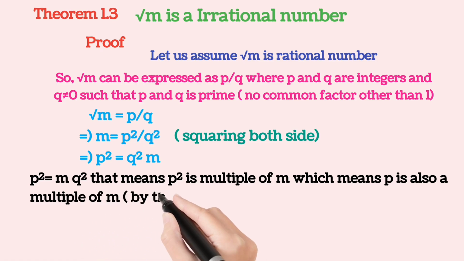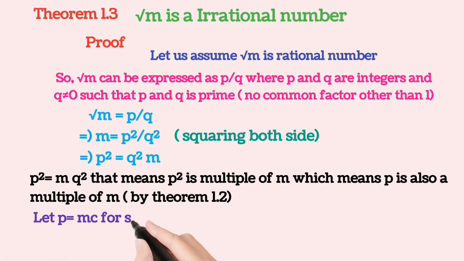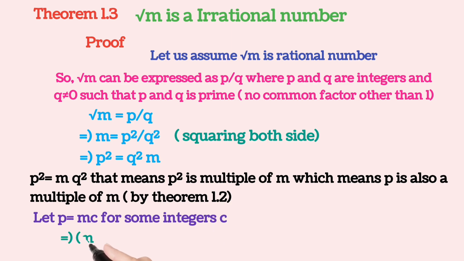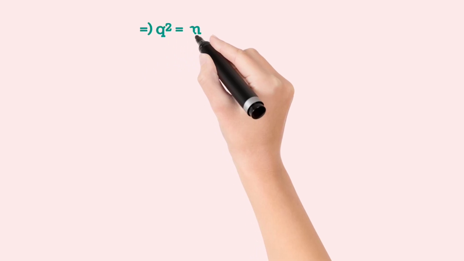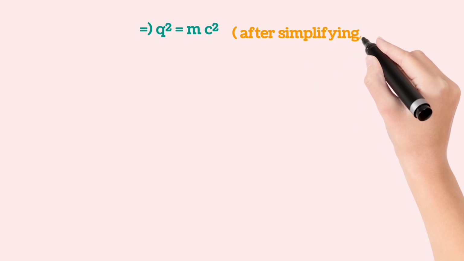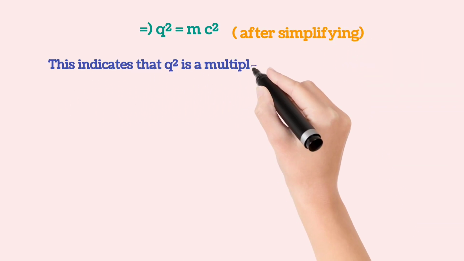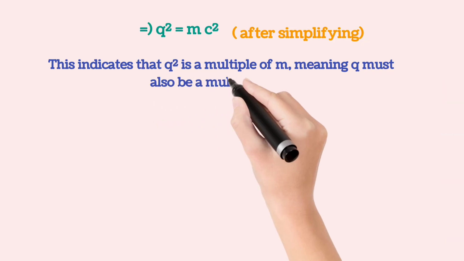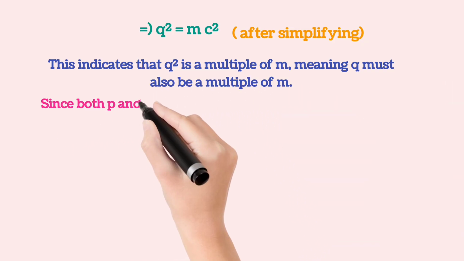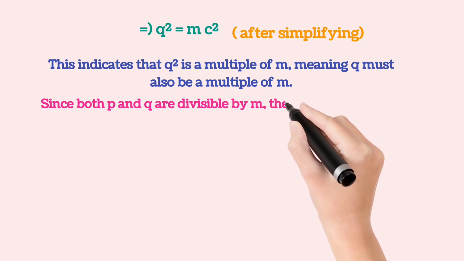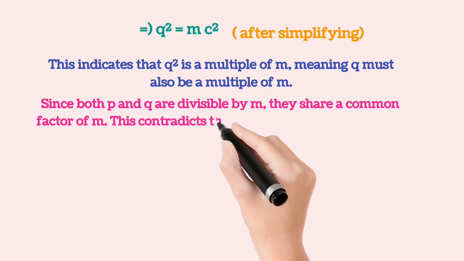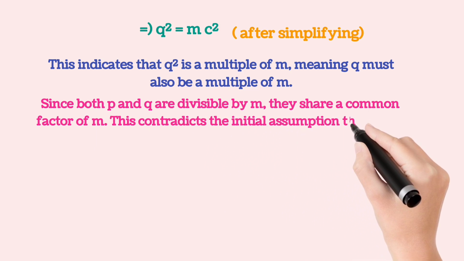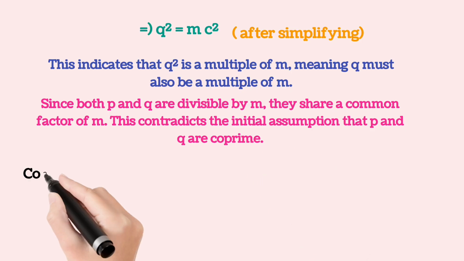That means p square is a multiple of m, which means p is also a multiple of m by theorem 1.2. Let p equal to mc for some integer c. Substitute p equal to mc: m square c square equal to q square m. Now q square equal to m c square. After simplifying, this indicates that q square is a multiple of m, meaning q must also be a multiple of m. Since both p and q are divisible by m, they share a common factor of m. This contradicts the initial assumption that p and q are co-prime.